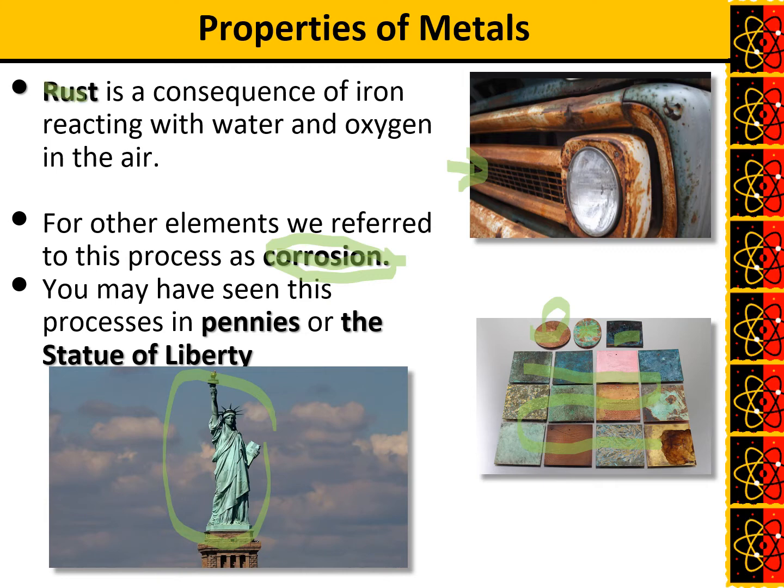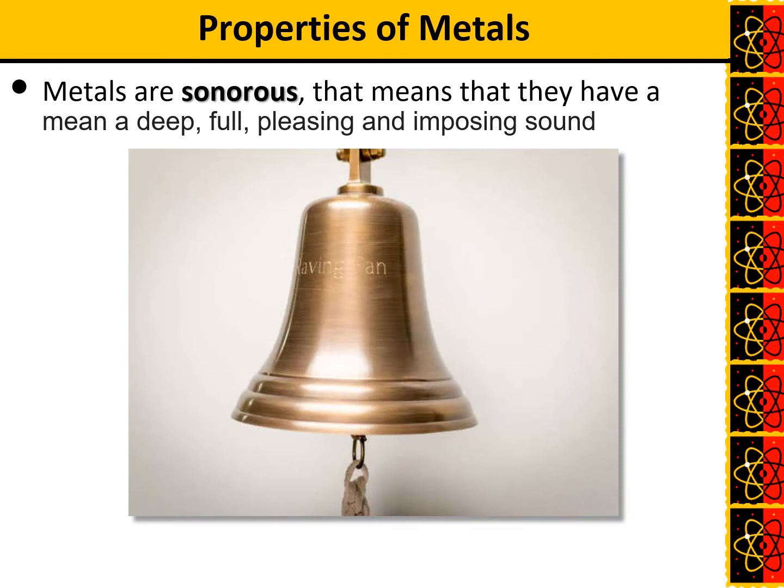The difference between the rust and the compound that covers the Statue of Liberty is that the rust is going to crumble apart, and it is going to eventually break down the metal and disappear into the earth. In the case of the Statue of Liberty, the copper carbonate, that is the substance that covers the statue, does not dissolve in water, and that means that it's going to stick to the surface, protecting the inner layers of copper. The metals are also sonorous, and that's why we use them in bells or some things like that. And that is the ringing that stays after you hit it with some surface.